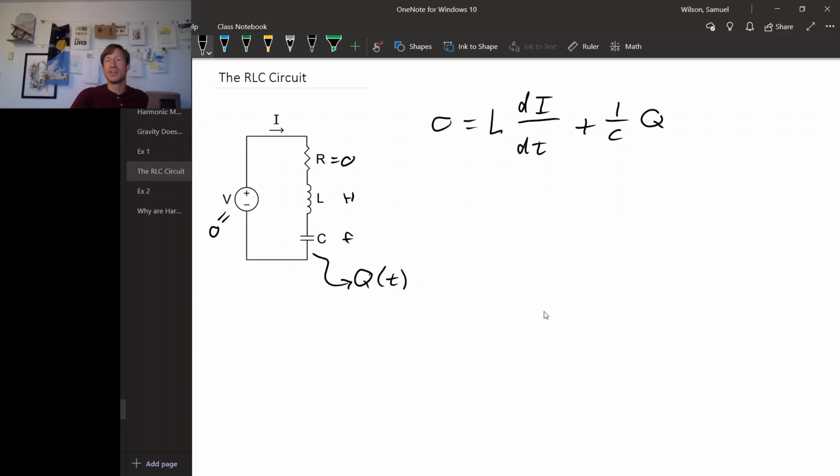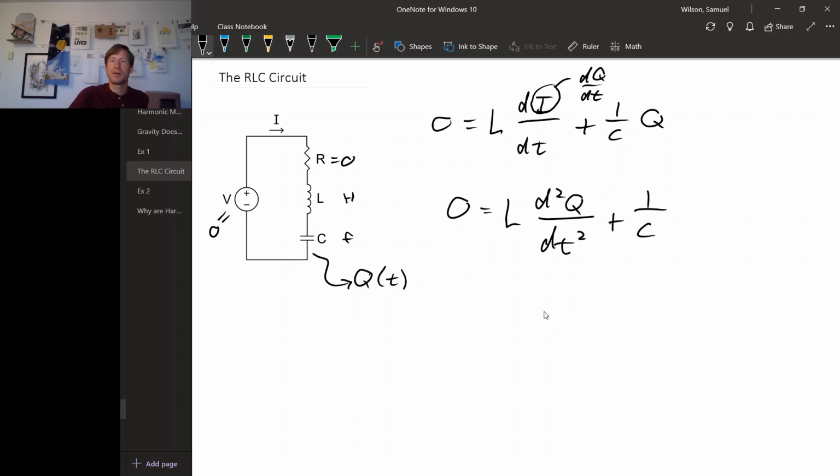Now in this situation, any current I that flows through the inductor is actually arriving on the capacitor as charge on the capacitor. So I is actually the rate of change of Q. And so we can express everything in terms of Q. We get 0 equals inductance times the second derivative of charge on the capacitor plus 1 over the capacitance times Q.